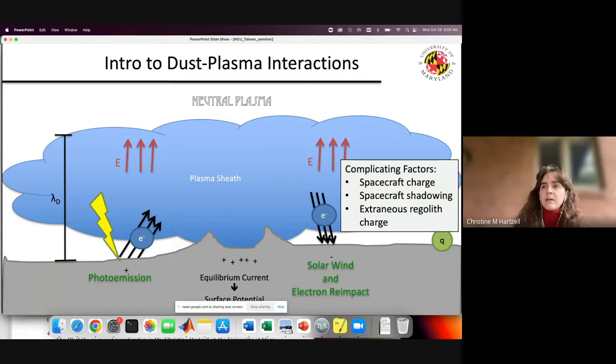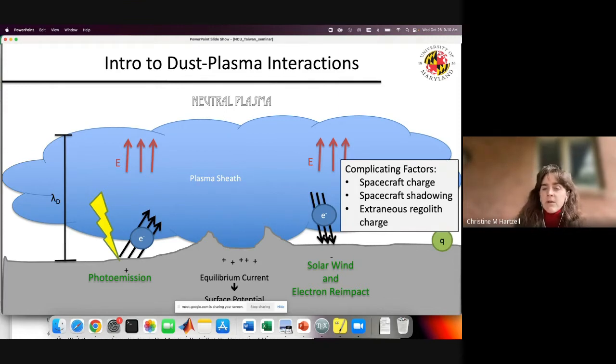So if we stick a spacecraft on or near the surface, the spacecraft is going to change the plasma environment. The spacecraft is charged. The spacecraft also casts a shadow on the surface, and that changes the charging of the surface because it can't photoemit. So it's going to change the plasma environment, which complicates things.